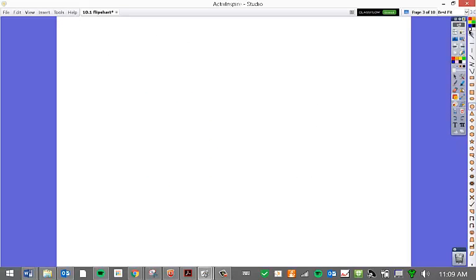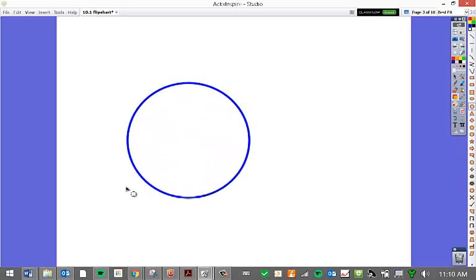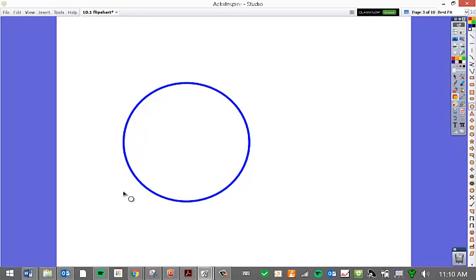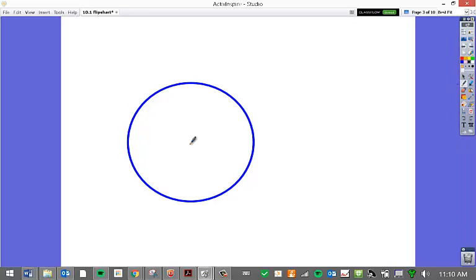So the next thing is the radius. The radius is the distance from the center of your circle to the edge of your circle. So from the center to any point on the circle. So this is your radius. But this is your radius, and so is this. And this is also your radius. So your radius is the segment that connects the center of your circle to the edge of the circle.